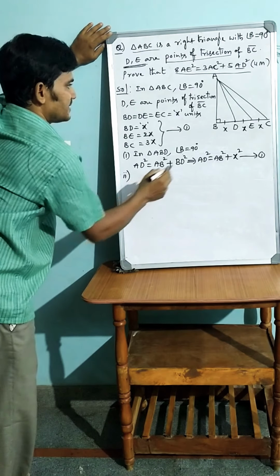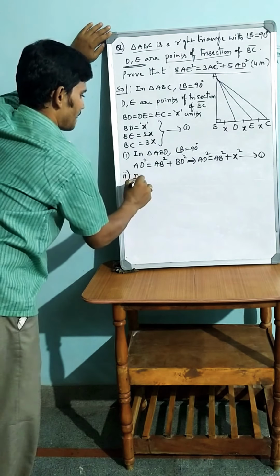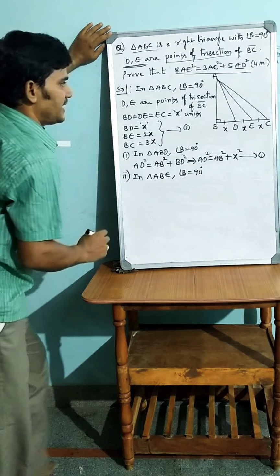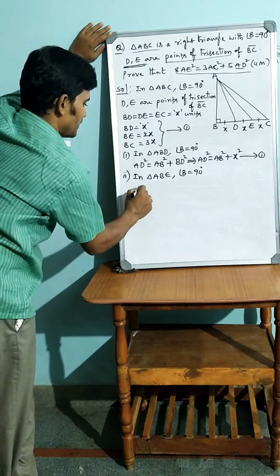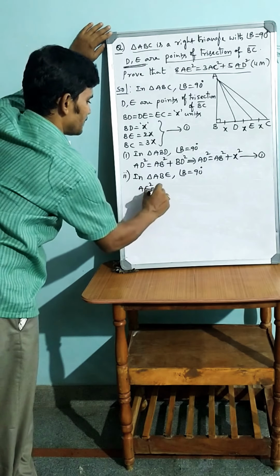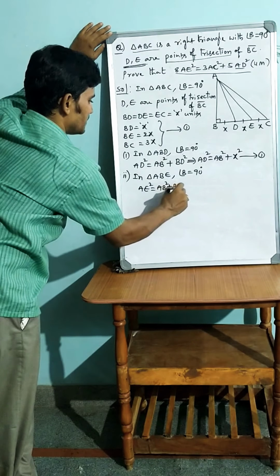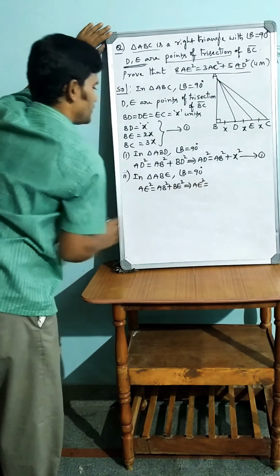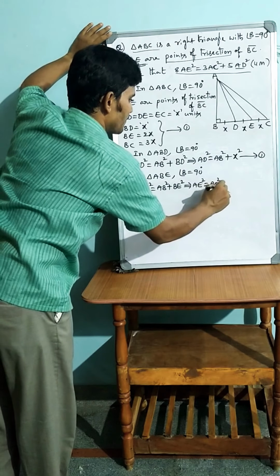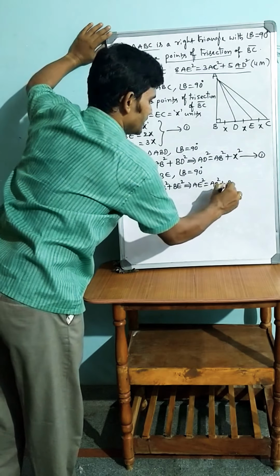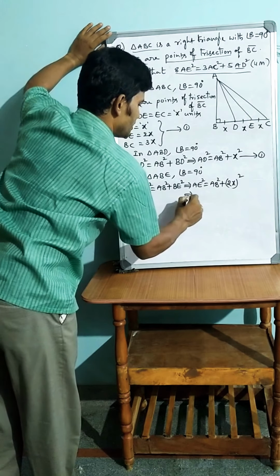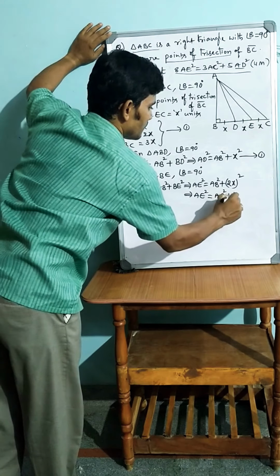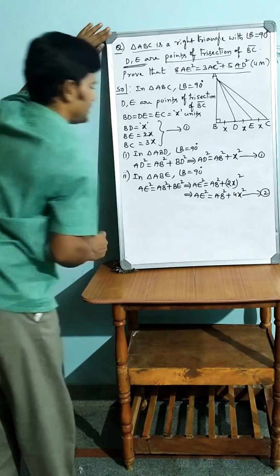Now let us go for the second right triangle, that is triangle ABE. Again, angle B is 90 degrees, which means this is also a right triangle. Apply the Pythagoras property. The square of the hypotenuse is equal to the squares of the legs AB and BE: AB square plus BE square, which implies AE square is equal to AB square plus 2x whole square, which implies AE square is equal to AB square plus 4x square, that will be 2.